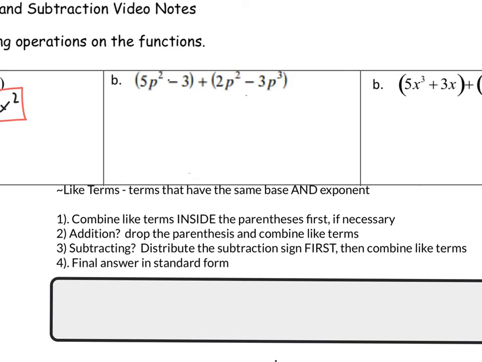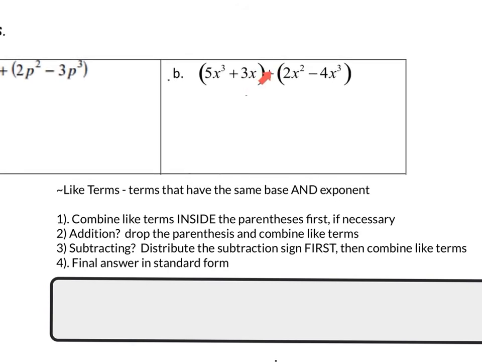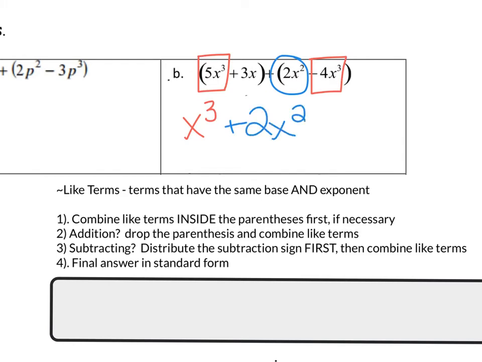Okay, so let's take a look at the second letter B. Okay, again, it's addition, so we can just go ahead and drop these parentheses, pretend like they're not there, and start combining like terms. So I have 5x cubed here and minus 4x cubed here. That's going to give me 1x cubed. I don't have any other terms with a degree of 2, so I'm just going to rewrite 2x squared. And I don't have any other terms with a degree of 1, so I'm just going to write 3x. And again, it's in standard form because our exponents are in descending order by degree.